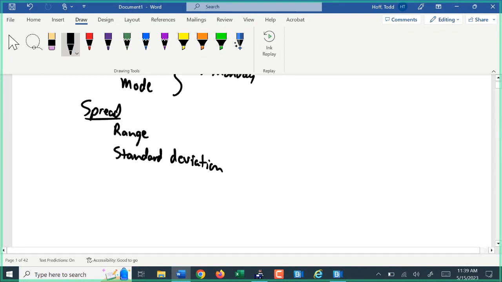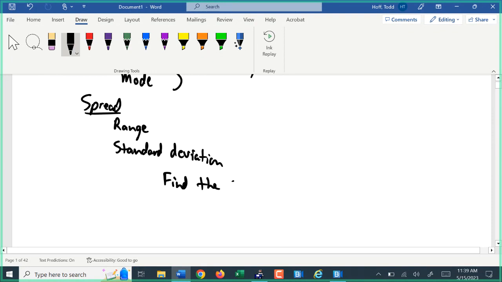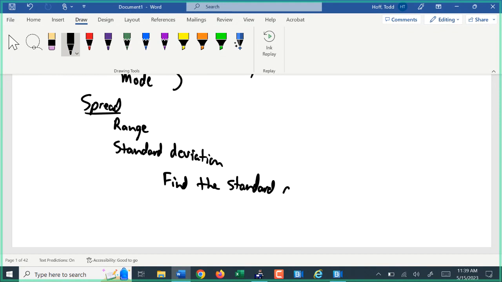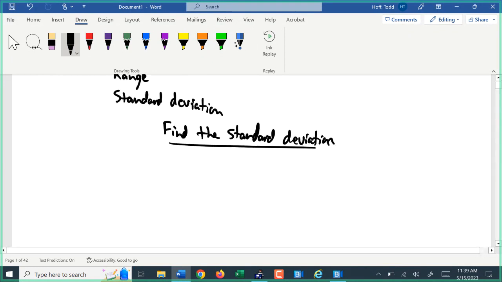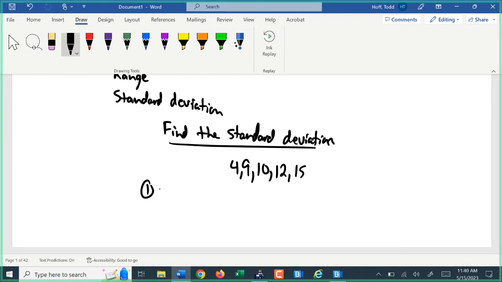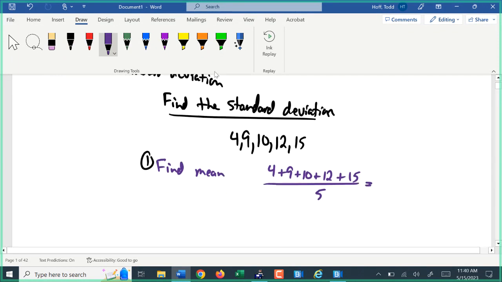Let's take a look at standard deviation. So I'm asking you to find the standard deviation for a data set. Let's just do a 5-number data set: 4, 9, 10, 12, and 15. So remember, step 1 is to find the mean. To calculate the mean, we just add them up. So 4 plus 9 is 13, plus 10 is 23, plus 12 is 35, plus 15 is 50. Let me double check those again: 13, 23, 35, 50 is correct. So that's 50 over 5, giving us a mean of 10.